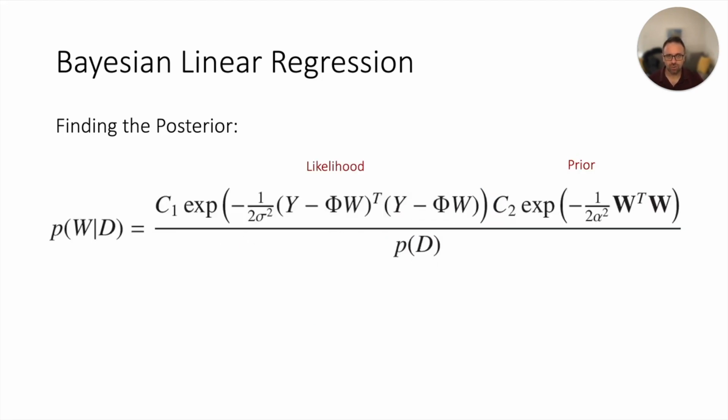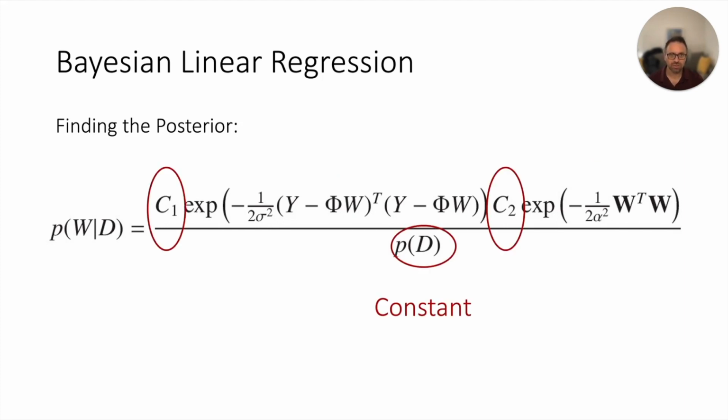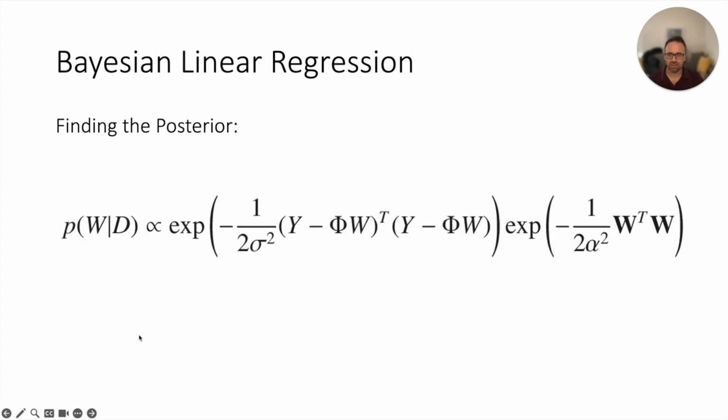So far, this is what we have. We found the likelihood and the prior up to 2 constants. And now we see that these 3 terms are actually constants. So we can get rid of them. And now we can say that our posterior is proportional to the product of these 2 exponentials, right?